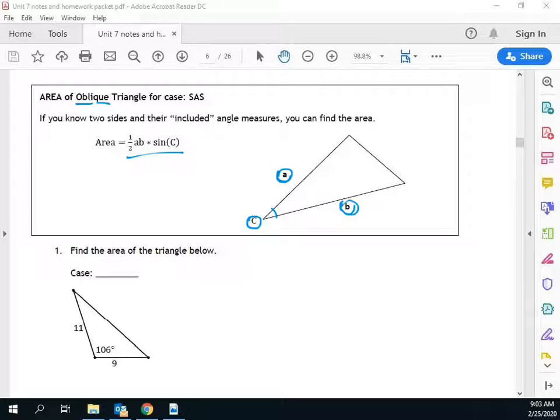So number 1, best case scenario. Easy case scenario is number 1. Number 1 is pencil. It says we have side, angle, side if we were to go around this triangle. So in that case, we can use the area is equal to 1/2. In this case it will be 11 times 9 times the sine of 106.